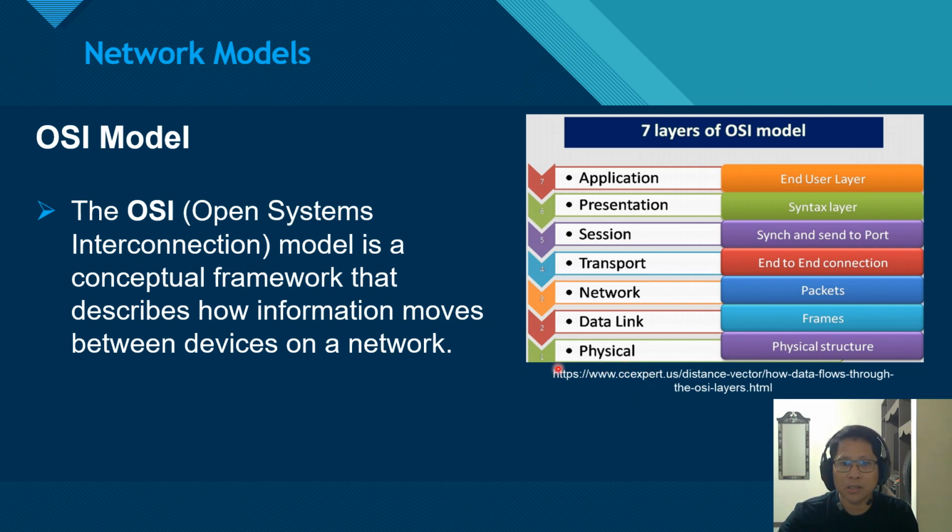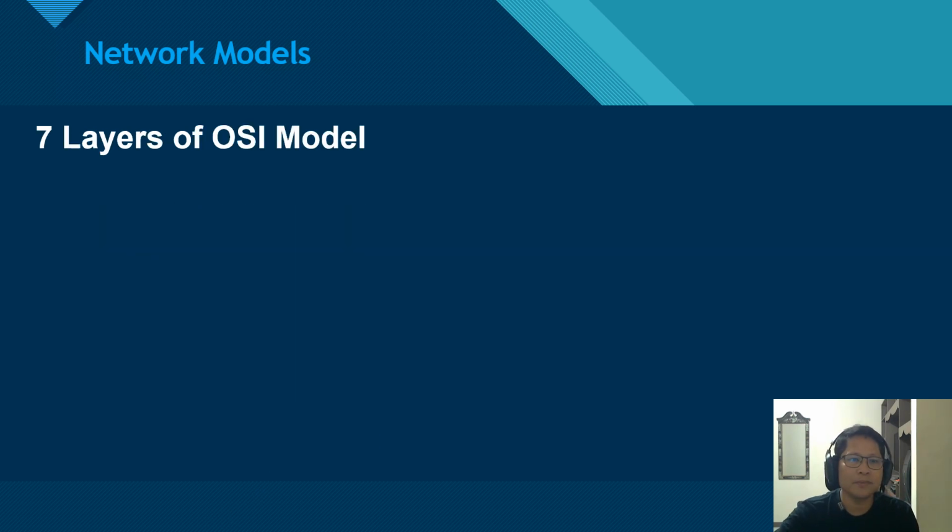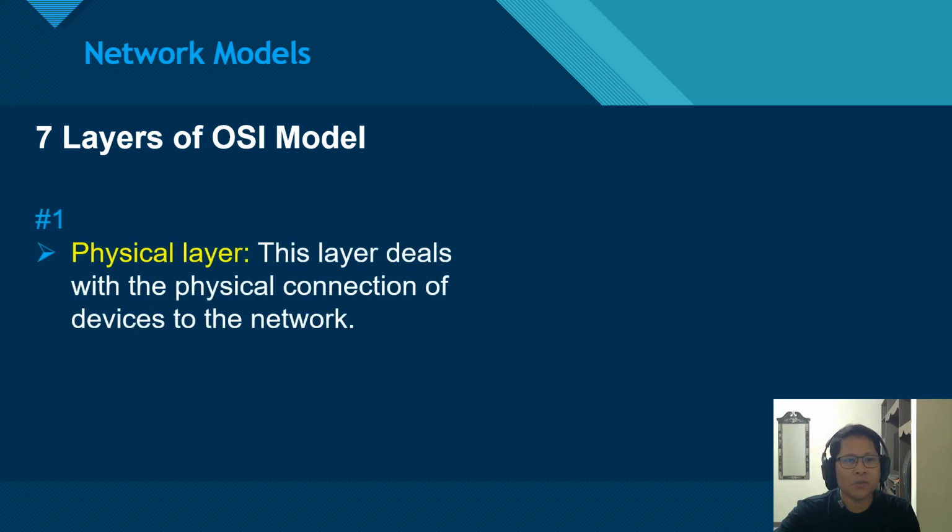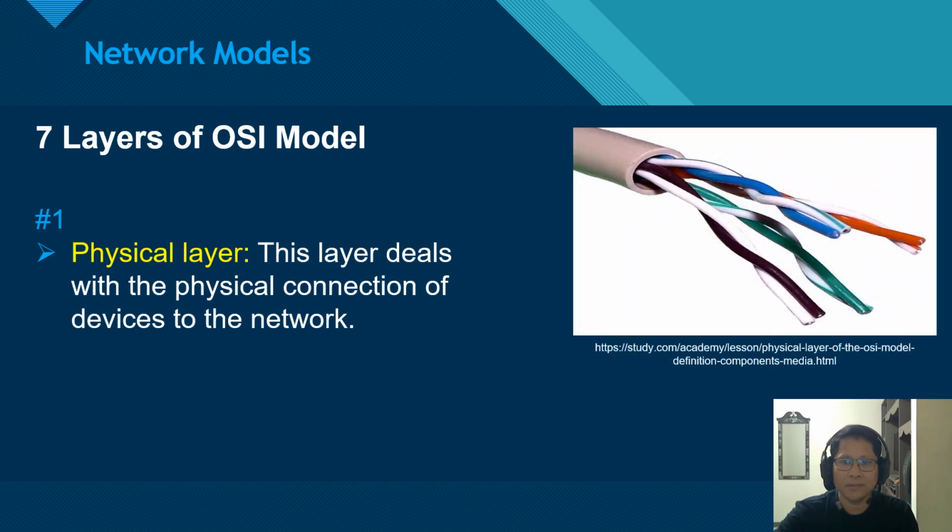So let's proceed with the physical layer. The first layer of the OSI model is the physical layer. This layer deals with the physical connection of devices to the network. So it defines the hardware, such as cables and connectors, used to transmit data over the network.